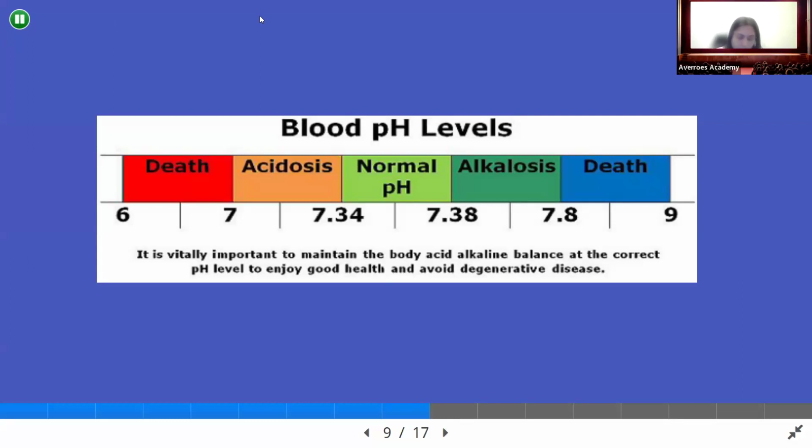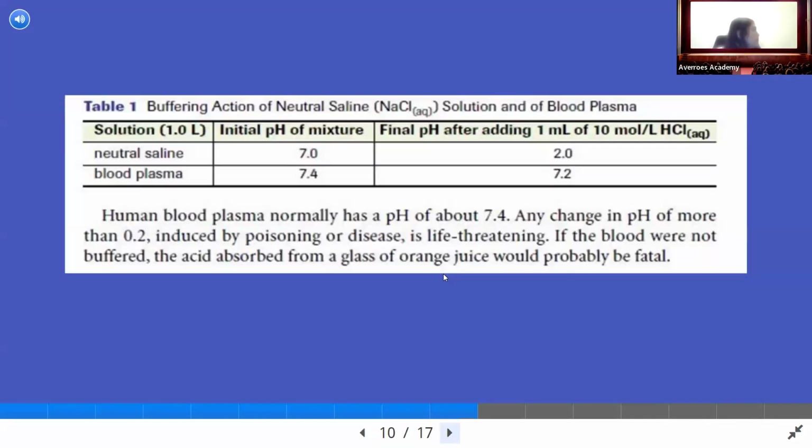Human blood plasma normally has a pH of about 7.4, and any change in pH of more than 0.2, for example, induced by poisoning or disease, is life-threatening. So if the blood were not buffered, the acid that we would absorb from simply drinking a glass of orange juice would probably be fatal. And here again is just reiterating what I had just said.